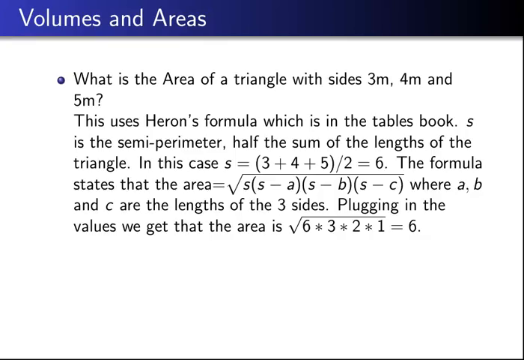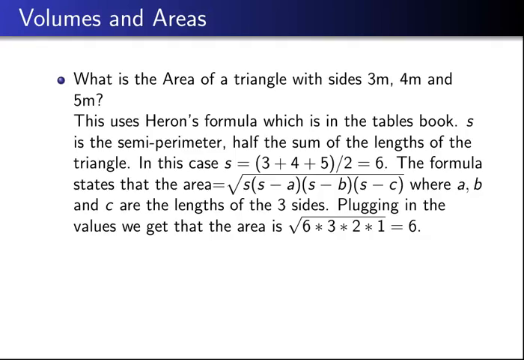So the formula states that the area is equal to the square root of S times (S minus A) times (S minus B) times (S minus C), where A, B and C are the lengths of the sides. So A, B and C in this case would be 3, 4 and 5.